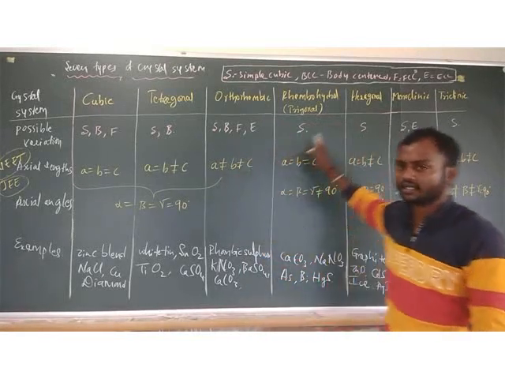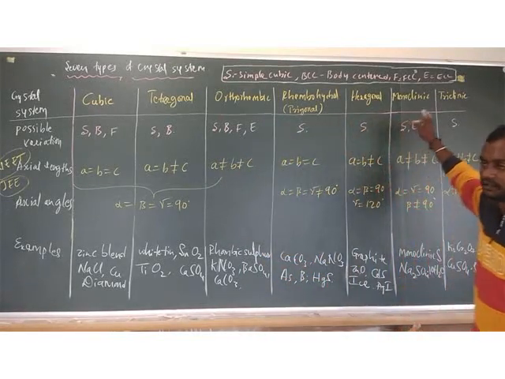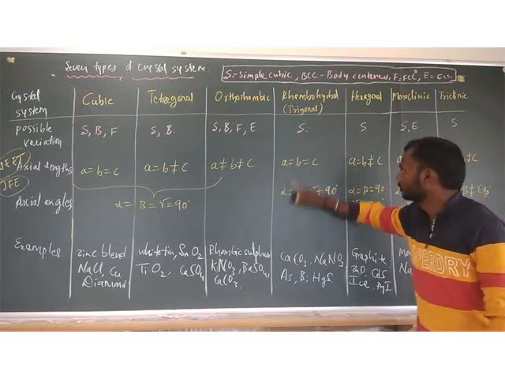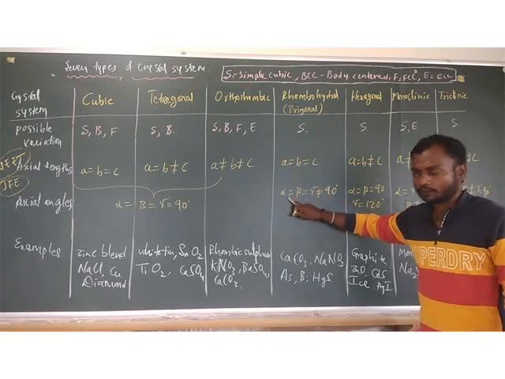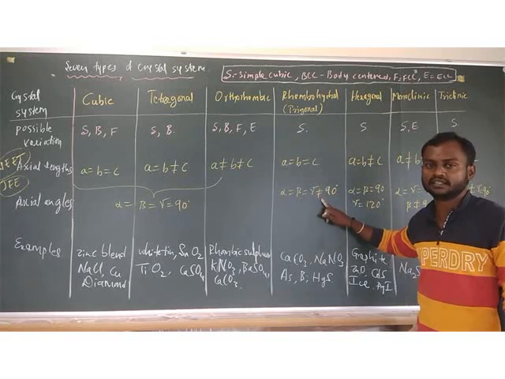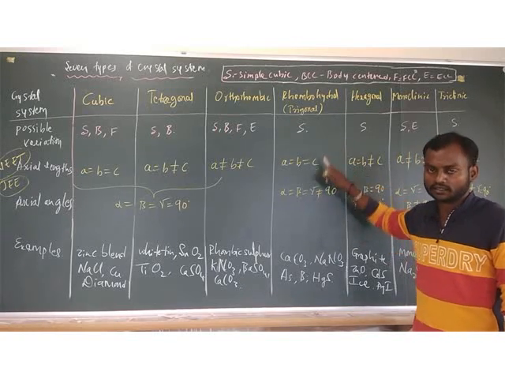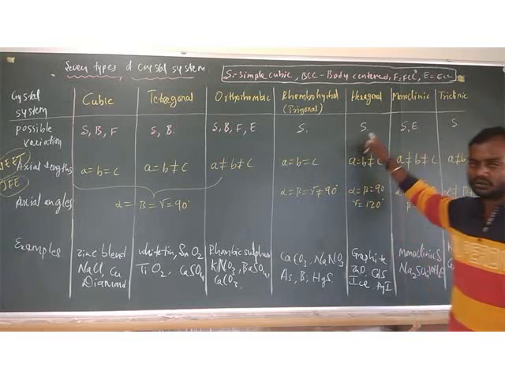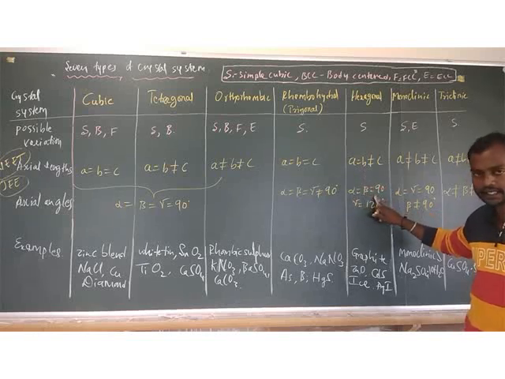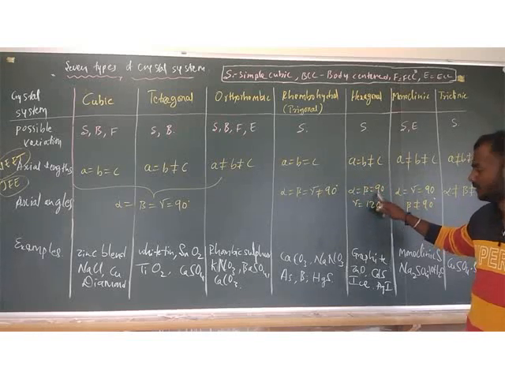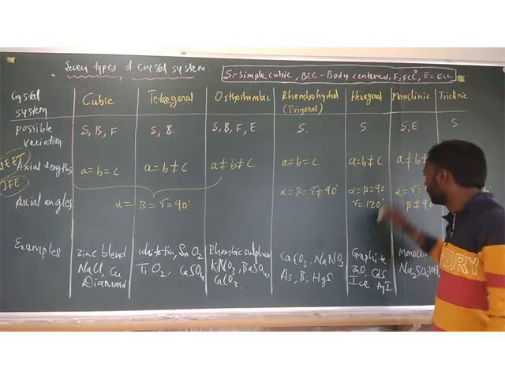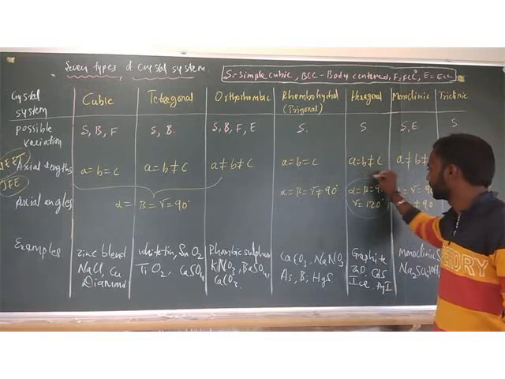R means rhombohedral, H means hexagonal, M means monoclinic, T means triclinic. In case of rhombohedral, alpha equals beta equals gamma, not equal to 90 degrees. When you come to the hexagonal, alpha angle equals beta angle equals 90 degrees, but gamma equals 120 degrees. So this is the exceptional case.